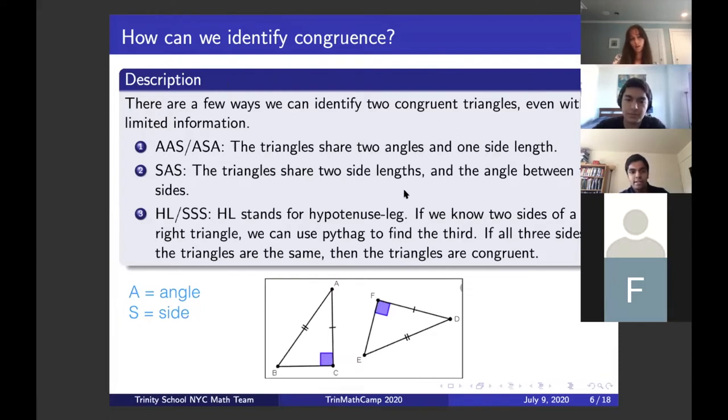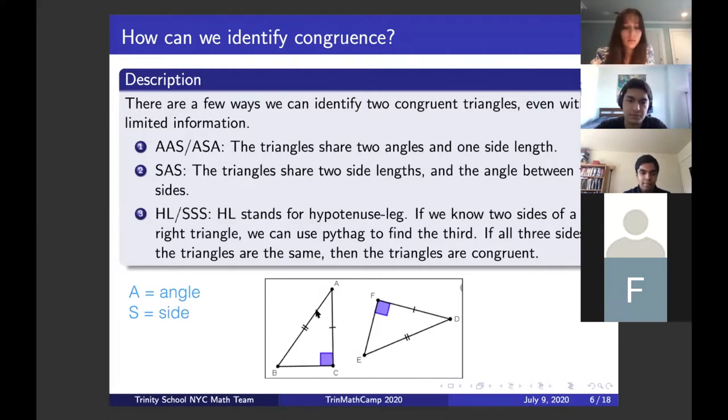And SAS is essentially side-angle-side, which says one side is congruent, two sides are congruent, and the angle that goes right between them is also congruent. So they're the same in both triangles. And finally, we have SSS, which is essentially that all three sides of the triangle are the same. And so that would also tell us that two triangles are congruent. And finally, we have hypotenuse-leg, which is a really special case, and it only applies to right triangles.